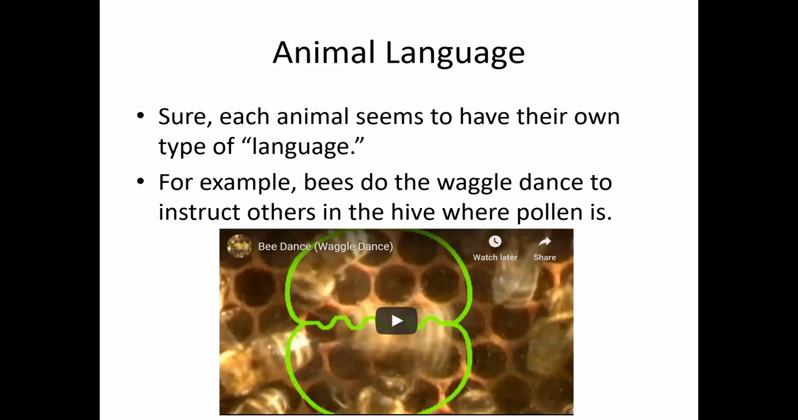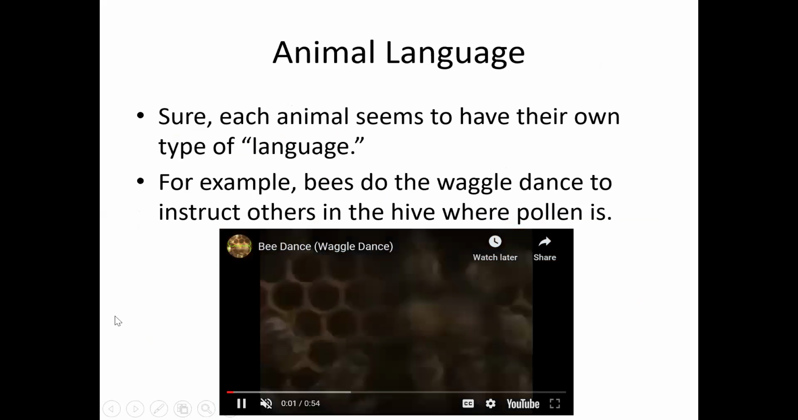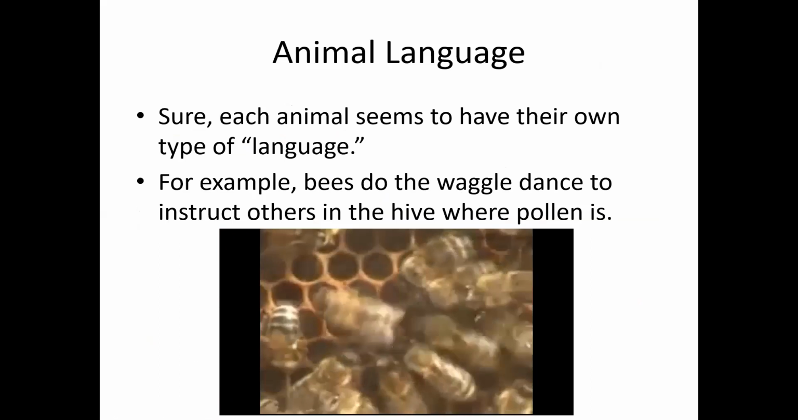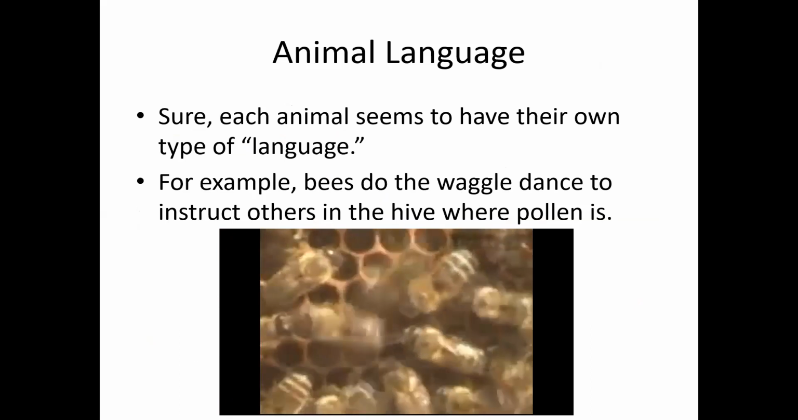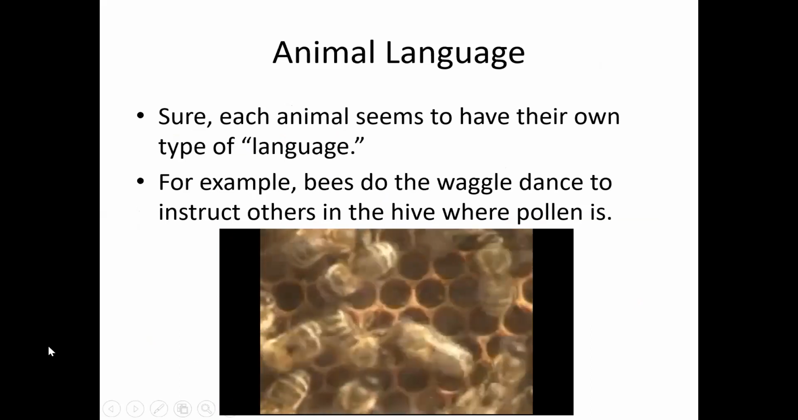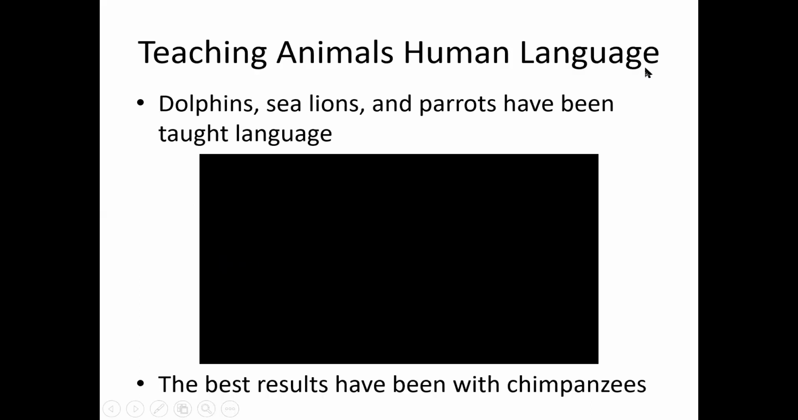So we could say animal language. Sure, each animal seems to have their own type of language. For example, bees do a waggle dance that instructs the others in the hive to where the pollen is. So I'll turn the volume off here. But you can see this little bee shake its little butt and then go around in a little circle. Shakes its little butt again. Does another little loop. That is called the waggle dance. And he is instructing other bees where to fly to find the pollen. Okay, and so it's a communication device for sure, but would we describe that as language like we have?